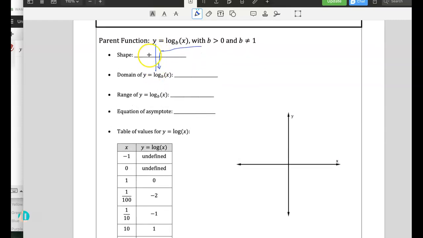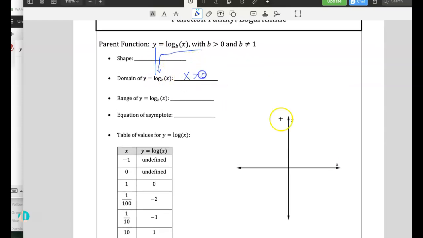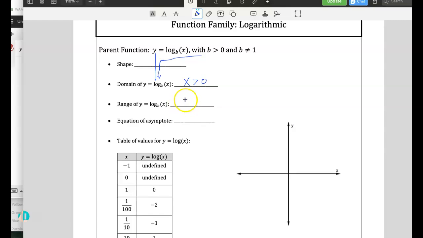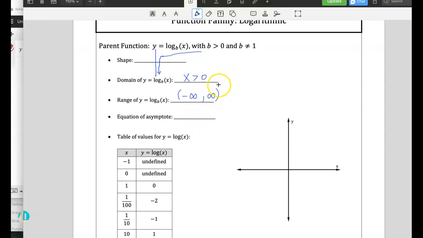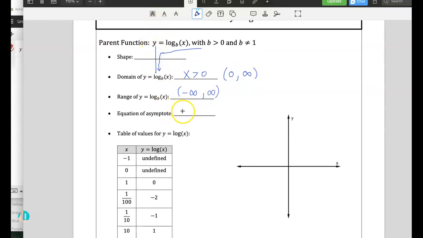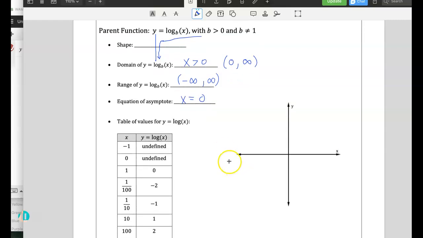So the domain would be x has to be greater than 0, can't be equal to 0. And the range would be, from all real, would really be negative infinity to infinity. You could think of it as 0, infinity. Actually, it's open, and then infinity. The asymptote would be the y-axis here in this case, so that would just be x equals 0, right?